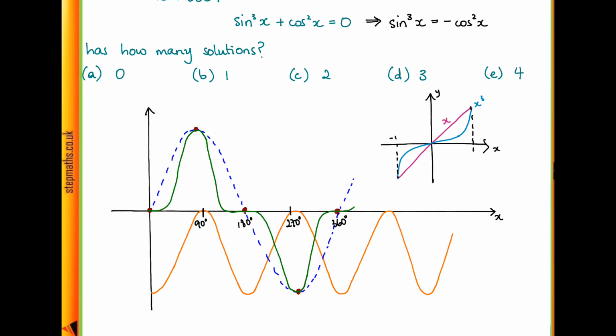Okay, so the two curves we want are the green one and the orange one, and we want to know how many intersections they have between 0 and 360, and we can just count. We can see that there are 1, 2 intersections, and therefore our equation will have two solutions, and so the answer is C.